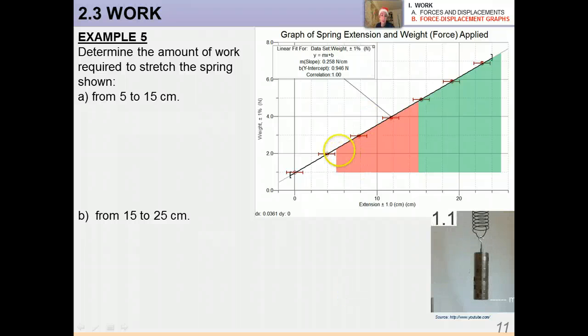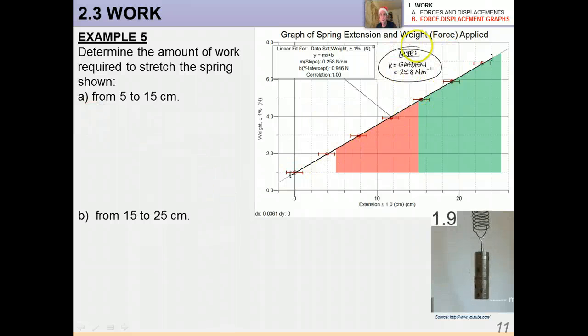You might notice that I've drawn some shaded areas here. The red shaded area corresponds to the answer for part A, and the green shaded area corresponds to the answer for part B. A curious thing that you're probably wondering is why doesn't the shaded area go all the way down to the x-axis? The reason is that we need to consider only the shaded area down to a horizontal line that goes through the y-intercept. And I'll explain that a little more in class to you guys.